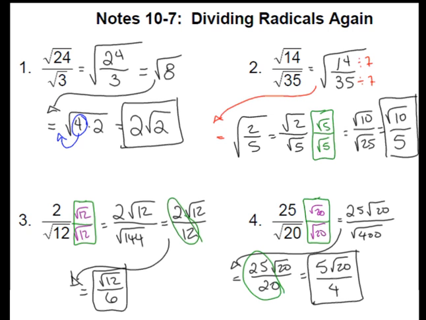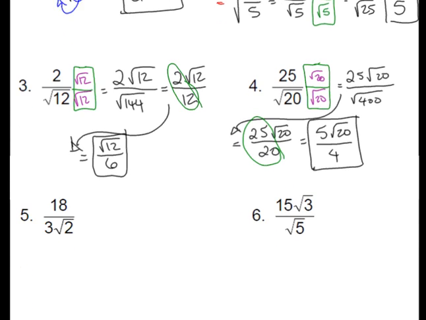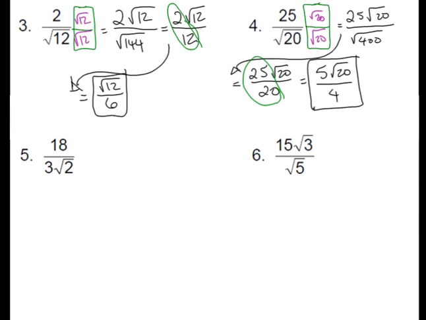Alright, looking on here at example number 5. It says 18 over 3 square root of 2. Before I do anything, I see that, hey, 3 does go into 18. So I'm going to simplify this part right here first before I even think about dealing with my radical. And in simplifying that, this becomes 6 over the square root of 2. Now it gives me a little bit smaller numbers to work with here.